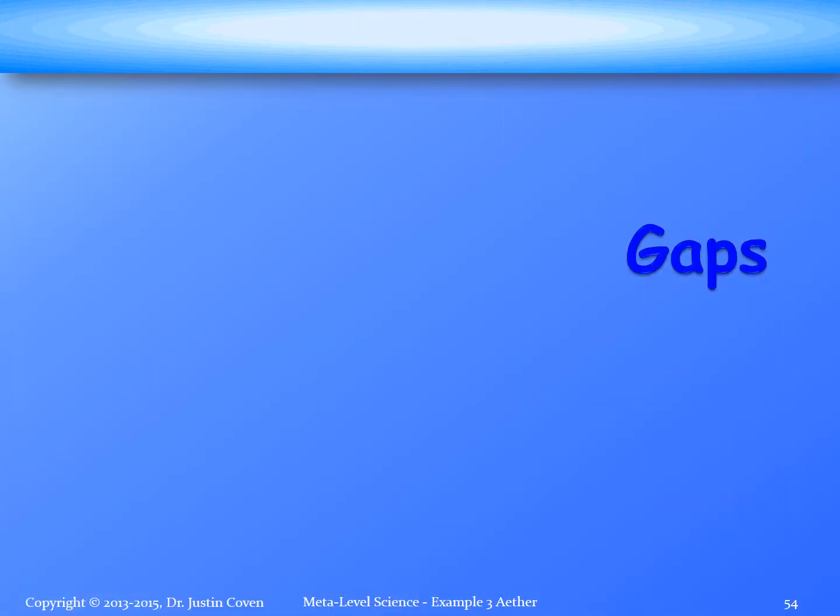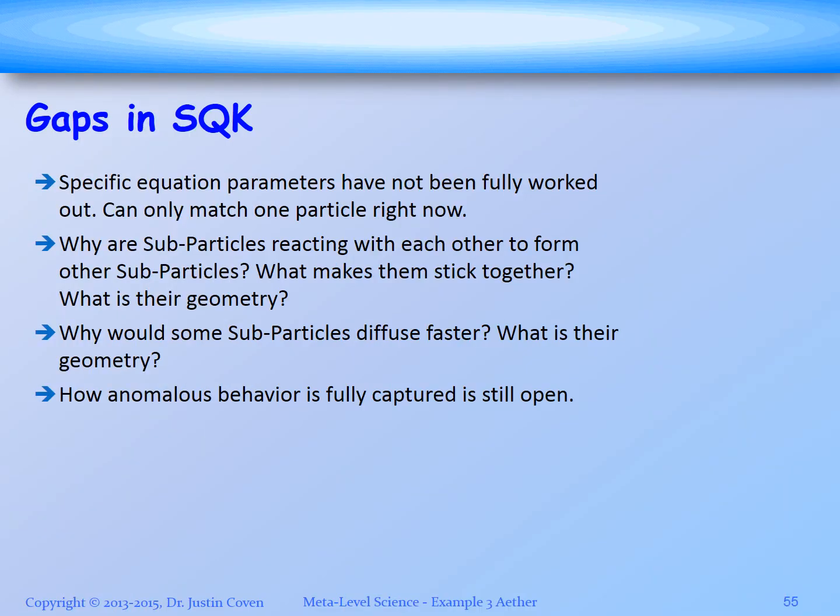Gaps. Every model has them. Gaps in subquantum kinetics: the specific equation parameters have not been fully worked out. At this point, you can only match one particle. Why are subparticles reacting with each other to form other subparticles? What makes them stick together? What is their geometry? Much of this would be worked out at the next level of research.